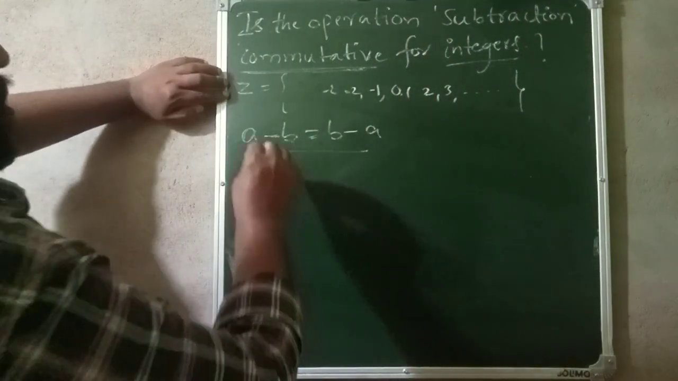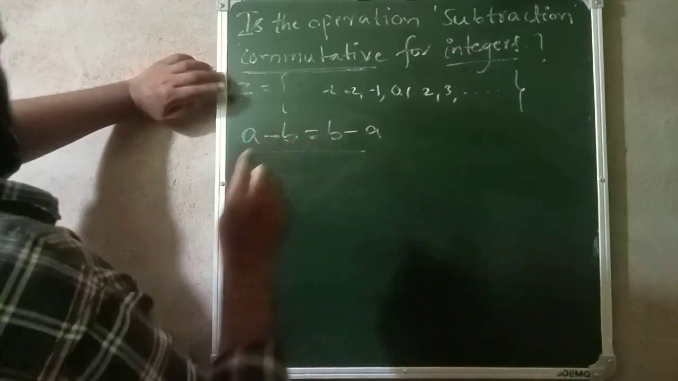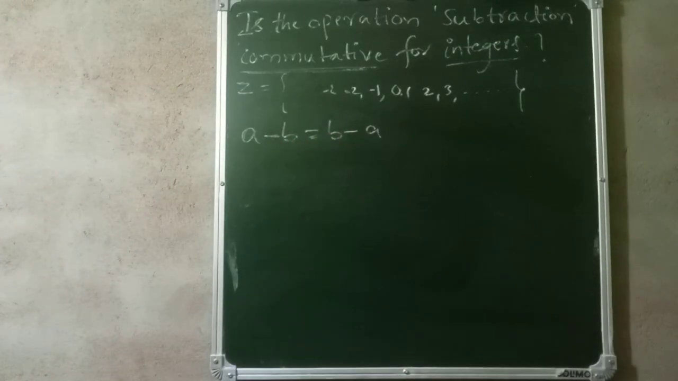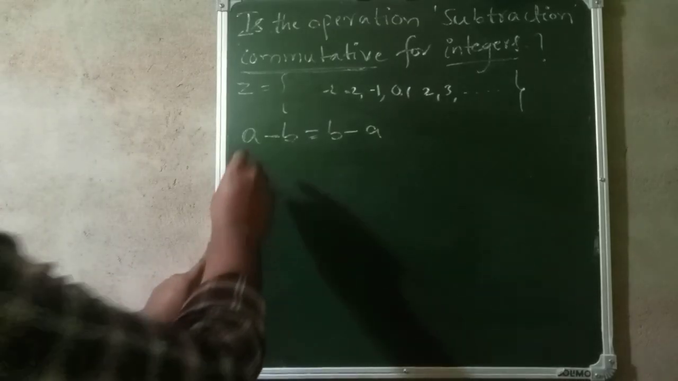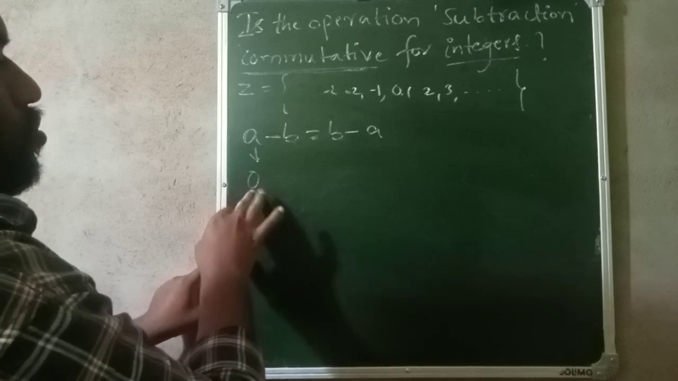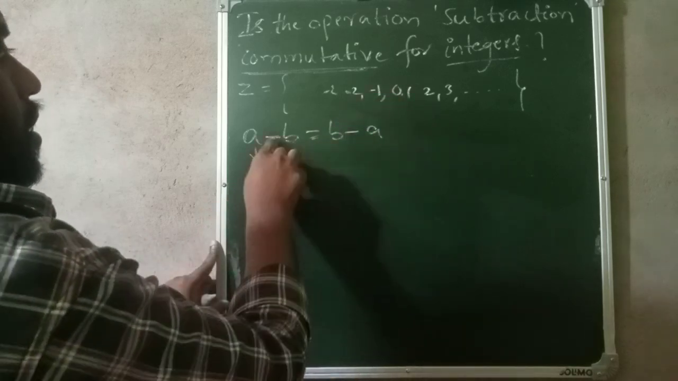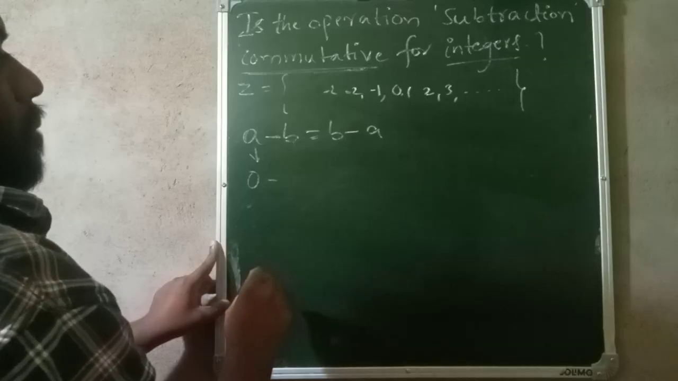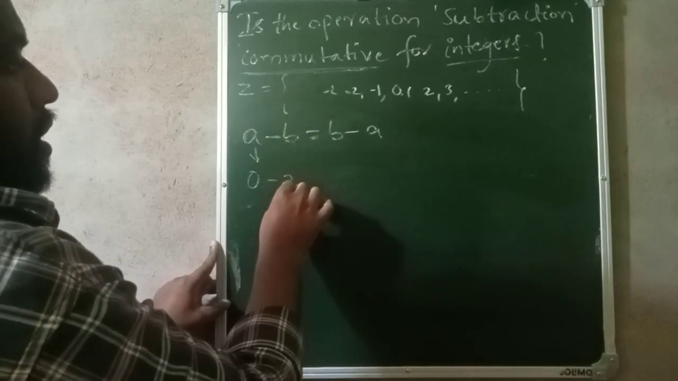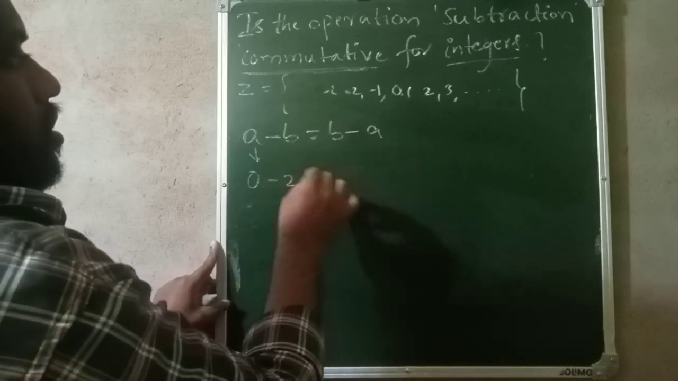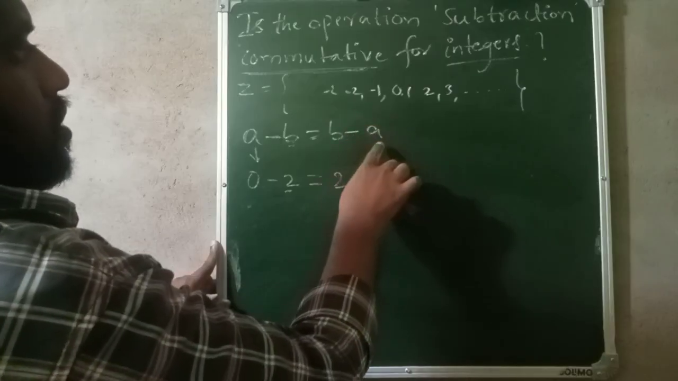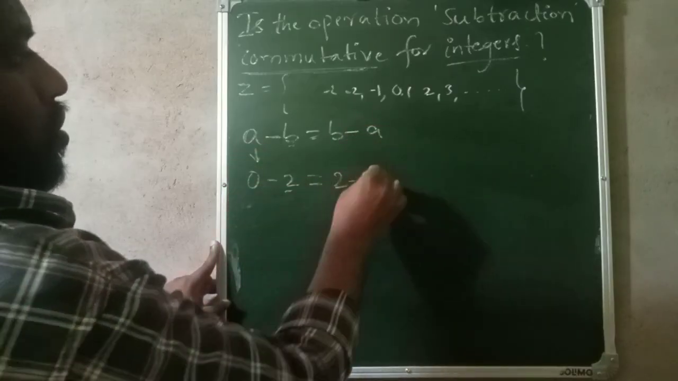Now for a, I will take 0. So 0 is also an integer, so 0 is present here. Next, minus fixed. In place of b, I will take 2. For b I have taken 2, so in place of b put 2, minus fixed a. For a I took 0, write 0 here.